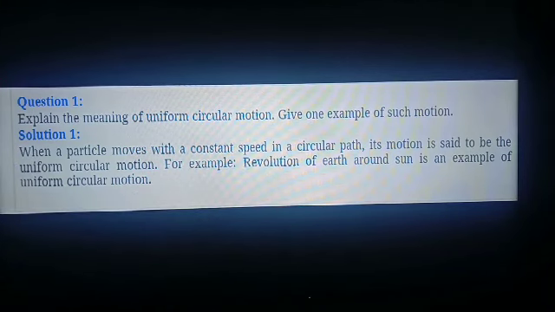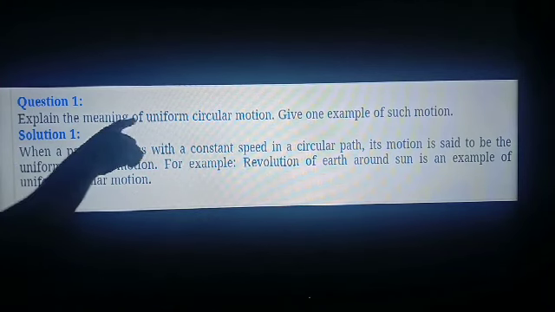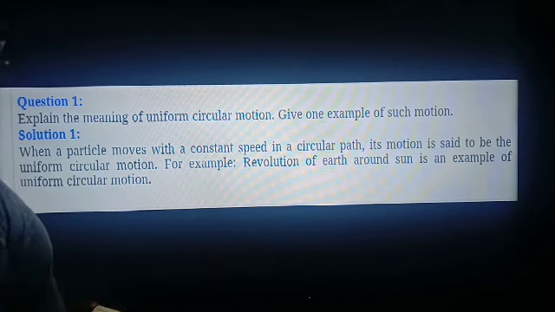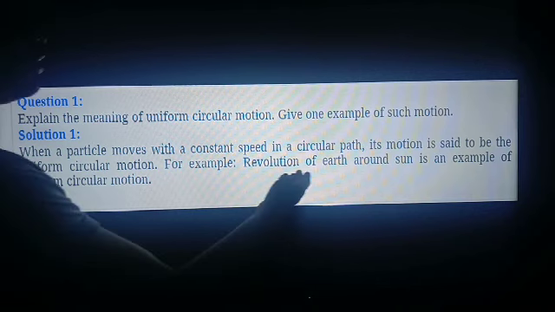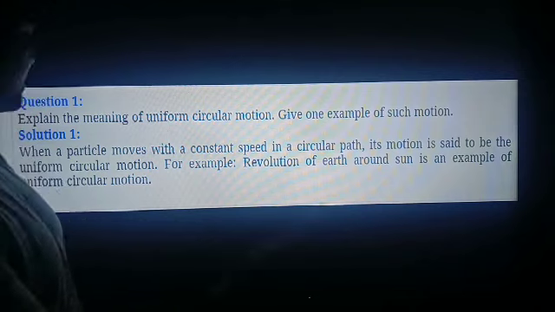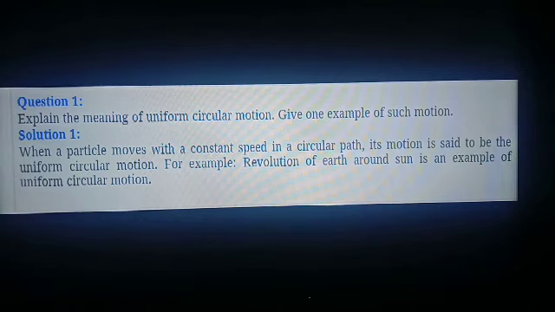Let's see, in question 1: explain the meaning of uniform circular motion, give one example of such motion. I have defined that when a body moves in a circular path with a constant speed, the motion of the body is called uniform circular motion. Example: revolution of the earth around the sun is an example of uniform circular motion.